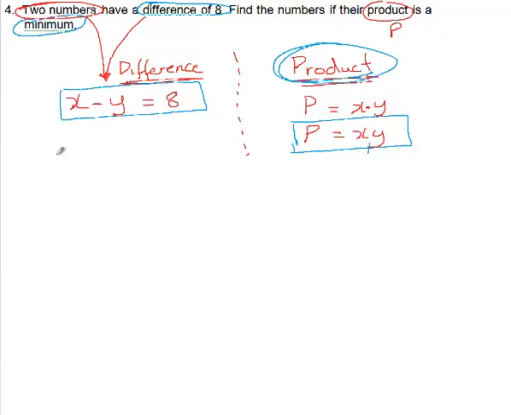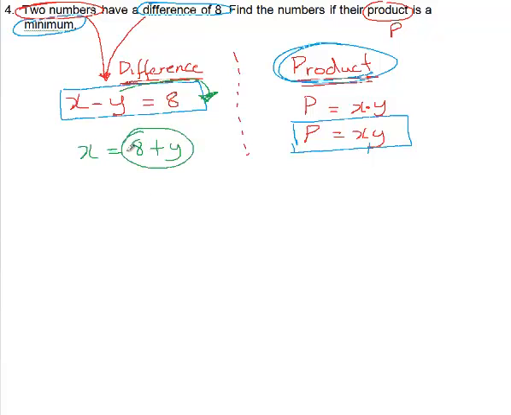So we end up with one variable. Now which one do we solve for? Do we solve for this x, or do we solve for this y? What do you think? I would solve for the x because it has no minus sign. So I'd bring the y to this side, add y to both sides, right? So x equals 8 plus y, or y plus 8, whatever way you want to put it.